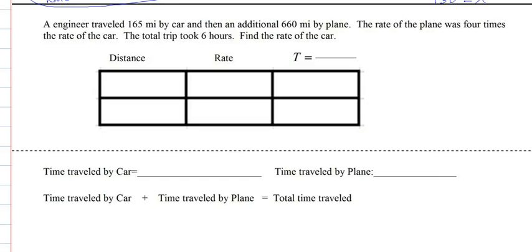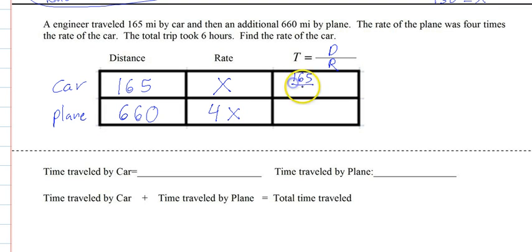An engineer traveled 165 miles by car and an additional 660 by plane. So we have a car and we have a plane. And you did 165 by car, 660 by plane. The rate of the plane was 4 times that of the car, and x. So now we use the formula again, and that is distance over rate. So it's 165 over x, and then 660 over 4x. And we reduce it again.